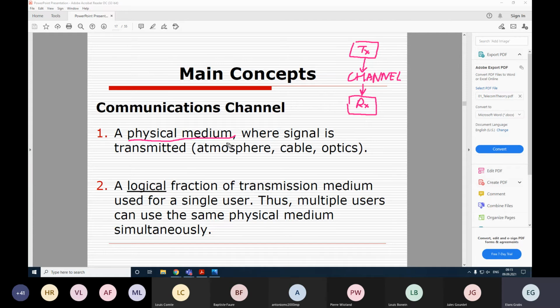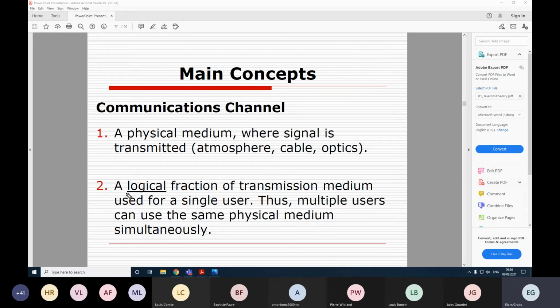Now, of course, the signal needs to be in a form capable of being transmitted in this system. For example, we cannot really send acoustical waves into space because there is no matter, and accordingly the waves cannot happen. There we need to use, for example, electromagnetic waves or light waves. So this is a physical definition of the channel.